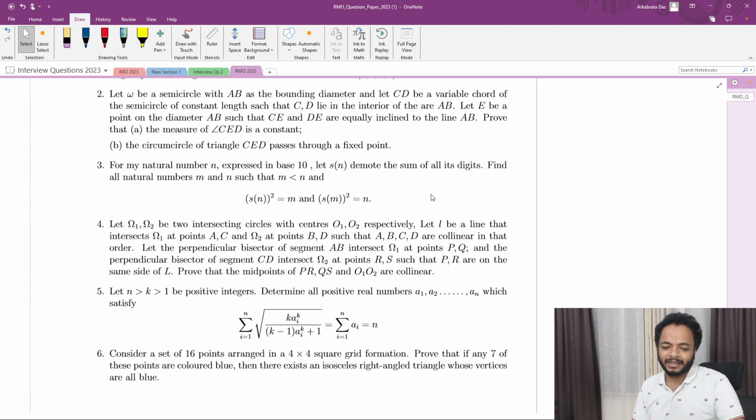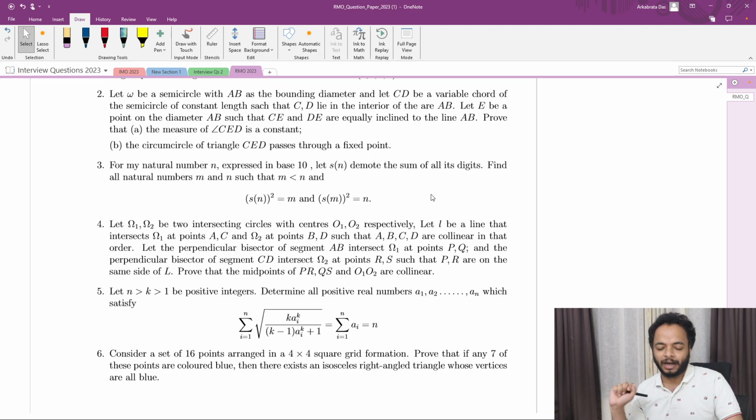This m less than n is there because once you find a pair, if they are equal, then you can't consider it. There is an example like 81. If you take n to be 81, then 8 plus 1 is 9, and 9 square is again 81. Both are coming out the same, so that won't be considered. For the rest of the examples, one will be lesser than the other, and since it's symmetric in m and n, you can take the smaller one to be m and the larger one to be n.